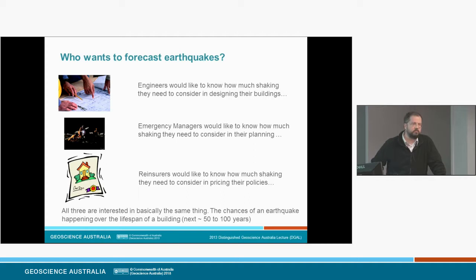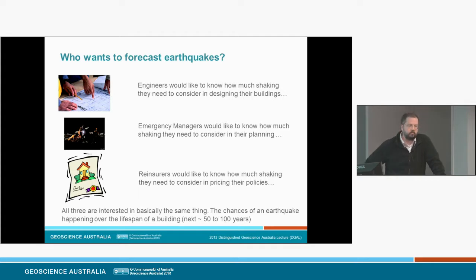A lot of our information is also used by reinsurers. Reinsurers are the people who give insurance companies insurance, and they would like to know how much to basically cost their policies. And we've been told informally that a big earthquake in Sydney is one of the biggest risks they have globally, in fact.